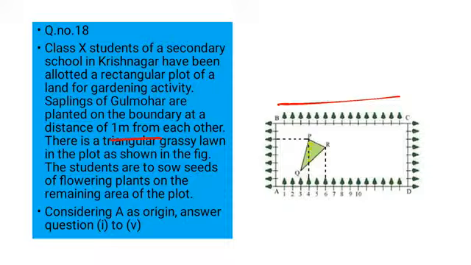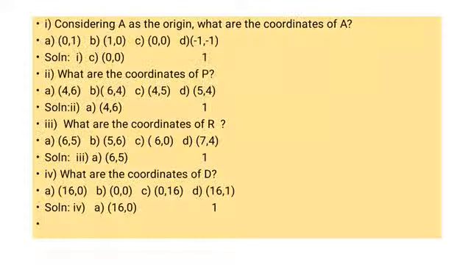Just read the figure and mark your data. Considering A is the origin, what are the coordinates of A? That is 0, 0. Answer is C.